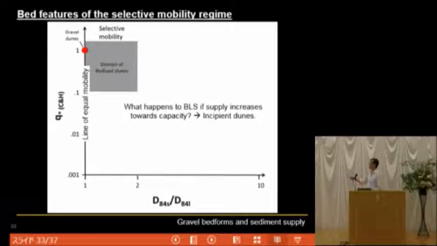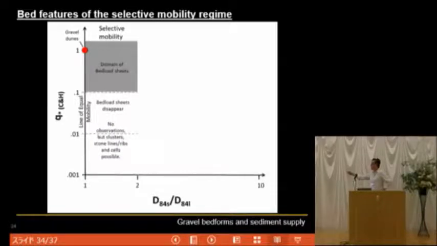So the question is, what would happen if you decrease the sediment supply and you wind up in this domain of bedload sheets right about here, and then you start increasing the sediment supply? Well, you'll move back up off the diagram through that point right there, and you'll wind up in a condition where the bedload sheets that you see probably are incipient dunes. But most of the time, if you see bedload sheets, they're going to be in this regime right here. It's a nice little bullet point there.